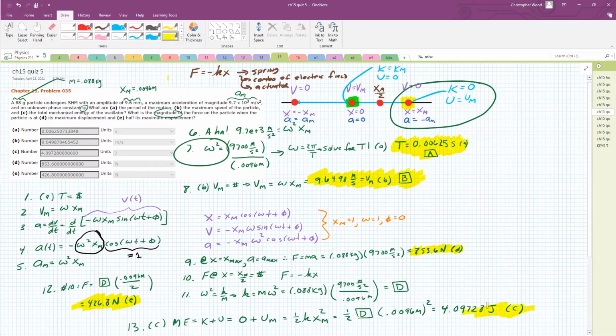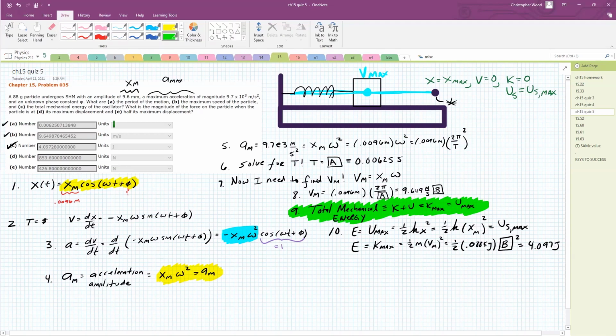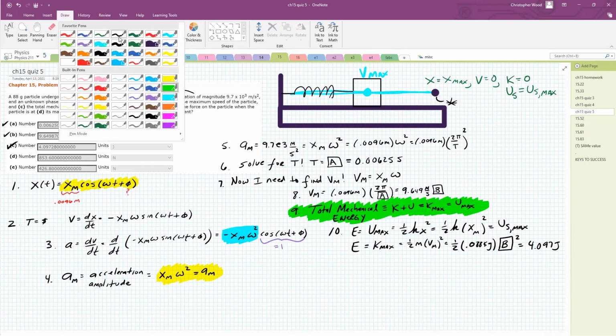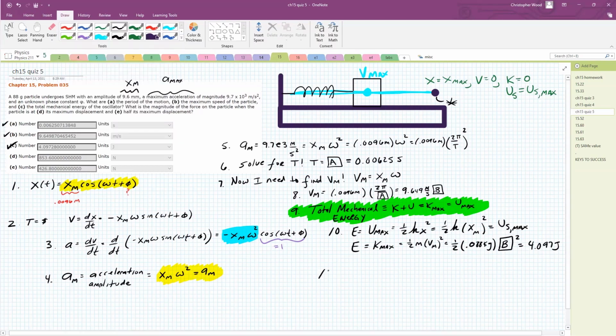Okay. All right, let's keep going. Part D: what is the magnitude of the force on the particle when the particle is at its maximum displacement? All right, so let's do maximum displacement. This is a chance to talk about some new stuff, I think.